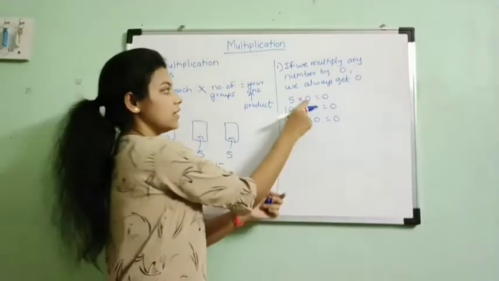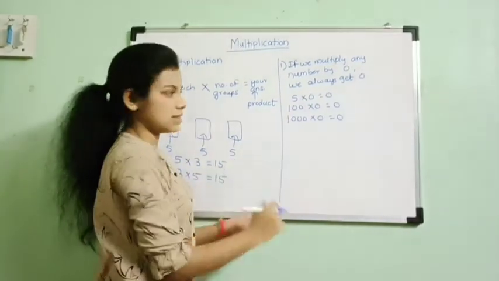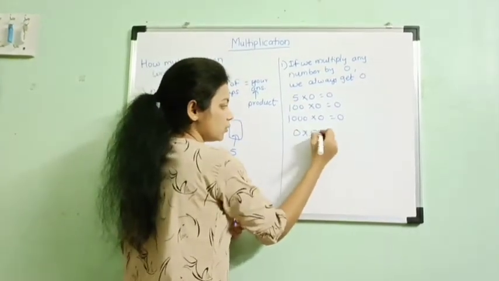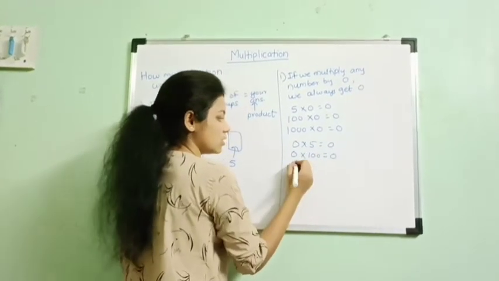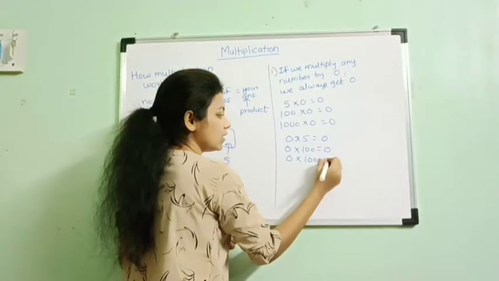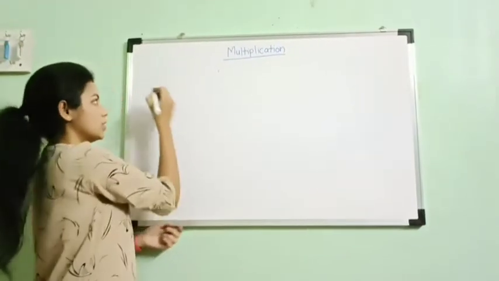As we see, even if we exchange this multiplicand and multiplier, we will get the same results. That is 0 into 5 equal to 0, 0 into 100 equal to 0, and 0 into 1000 equal to 0. Now we will see the second trick on multiplication.